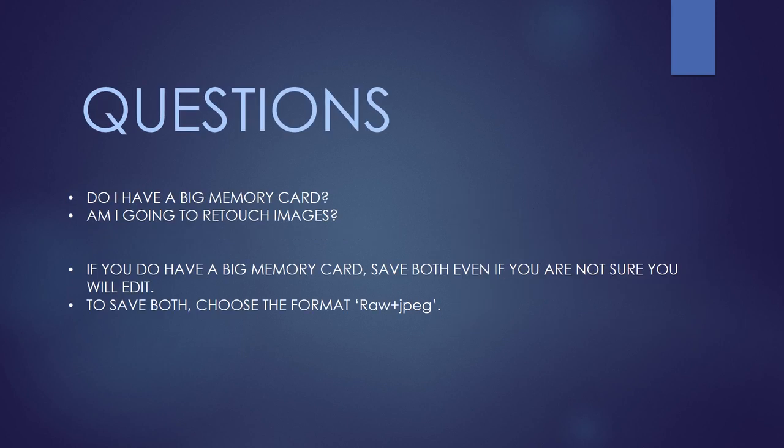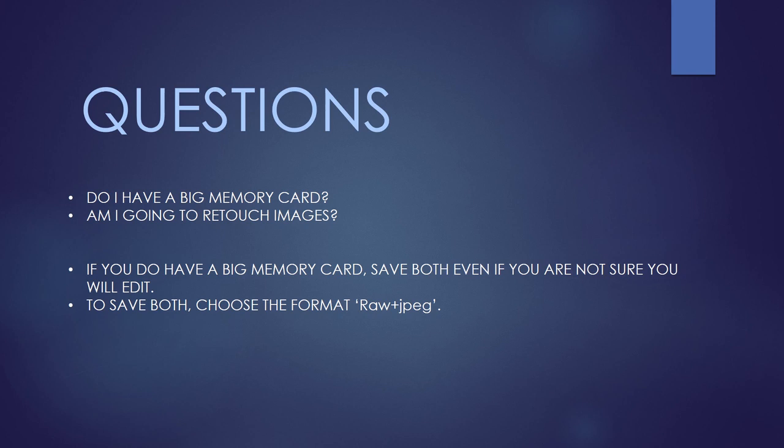So when faced with the choice of shooting in RAW or JPEG, one of the questions you have to ask yourself is, do you have a big enough memory card to hold the RAW files? If not, then you'll have to shoot in JPEG. Now another question you're going to ask yourself is, are you going to post-process your image? Are you going to retouch it in any way? If you are, then I highly recommend that you save it in RAW, because if you save it in JPEG, you can't recover the details in the image that are now lost.